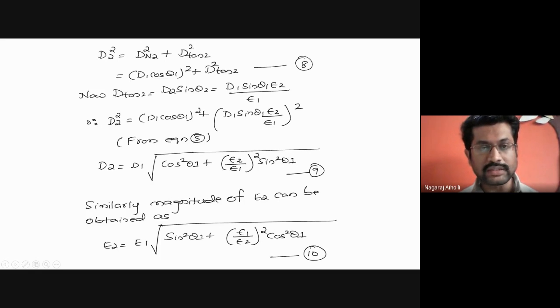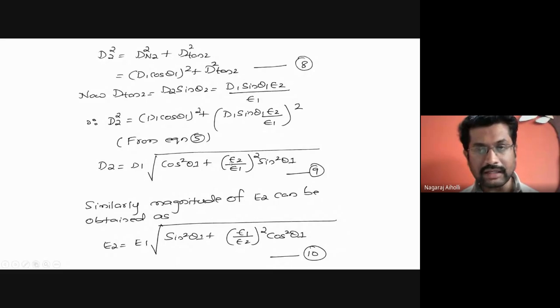For example, if epsilon 2 is larger, d2 will be larger. They are directly proportional. If epsilon 1 is larger, then d1 will be larger. Then the second equation shows that the electric field intensity will be larger where epsilon is smaller. Wherever the permittivity is less, the electric field intensity will be more. It is inversely proportional. If epsilon 2 is less, E2 will be more. So for equation 1, they are directly proportional; for equation 2, they are inversely proportional.